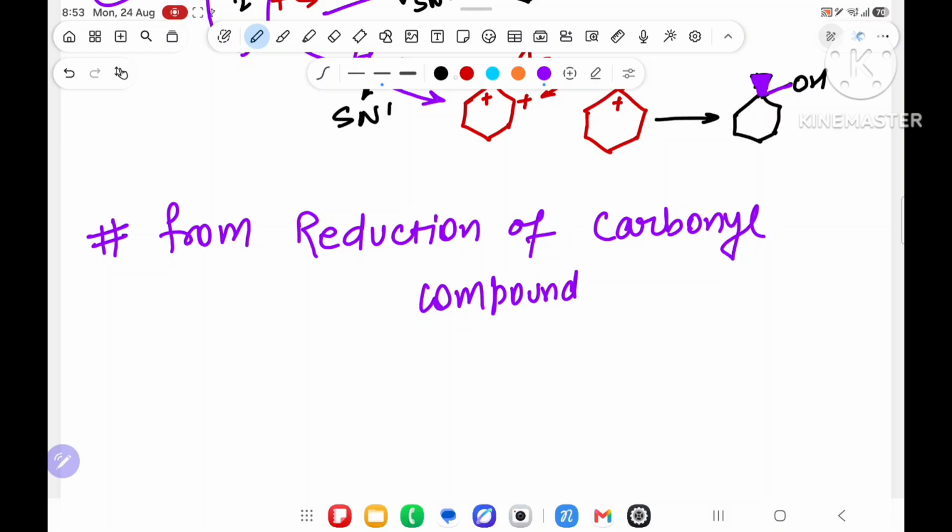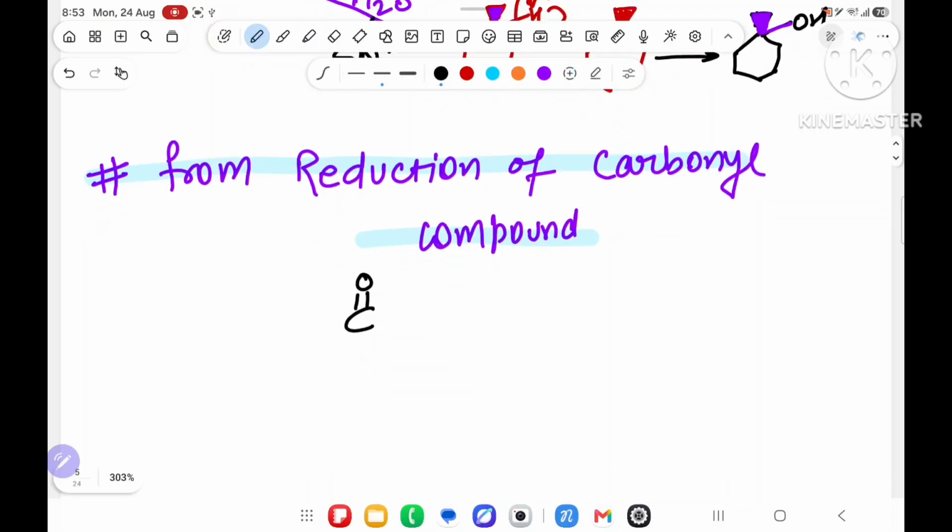What is a carbonyl compound? Just understand it. Okay, I know that you are talented, but still I will explain. Carbonyl compound means C double bond O is there, with something over here, something over here. Any compound that contains C double bond O is known as a carbonyl compound.